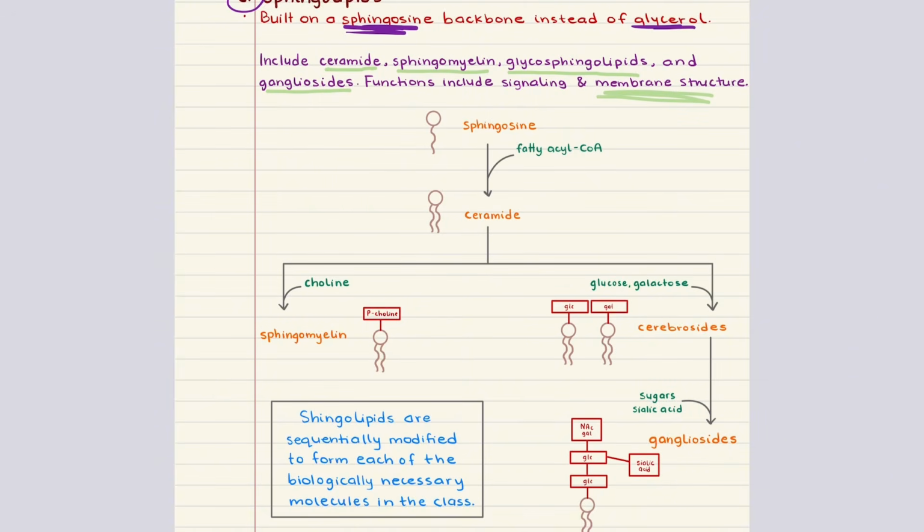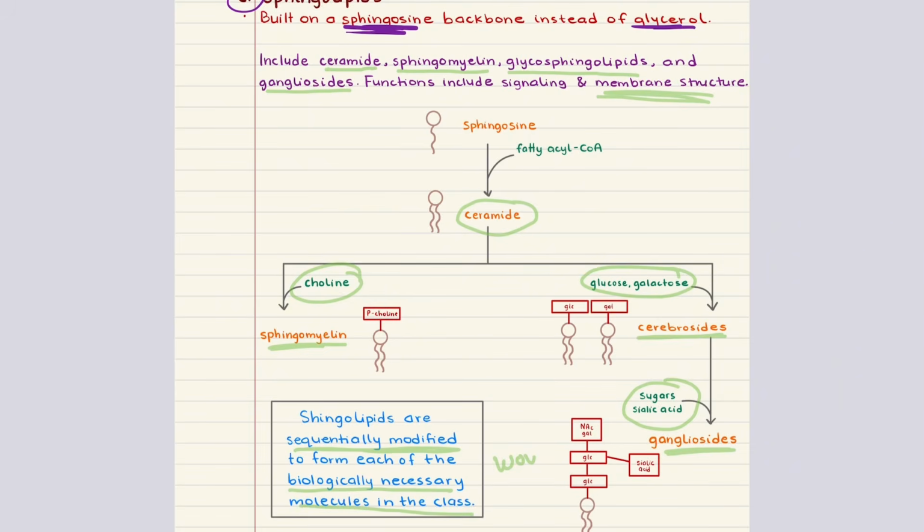As a friendly reminder, ceramide is the simplest sphingolipid. It's going to serve as the building block for the others. We really highlighted this in chapter 5. Now, when a phosphocholine group is added to ceramide, it's going to form sphingomyelin. When one or more sugar molecules like glucose or galactose are attached, you're going to get cerebrosides. If additional sugars and sialic acid are added, then the molecule becomes a ganglioside. And these modifications are going to happen in a stepwise manner. So sphingolipids are sequentially built to form the biologically important molecules in this class.